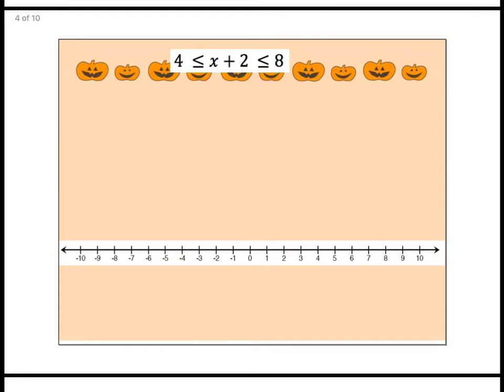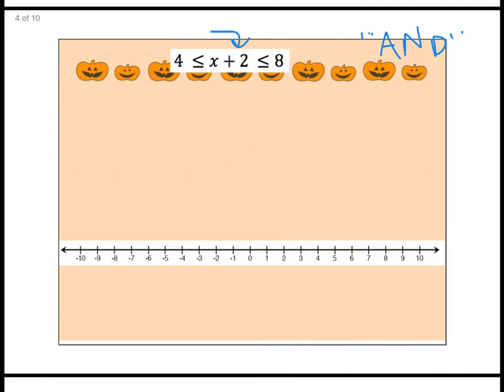All right, we're going to jump right into some examples. So when I look at this first one, 4 is less than or equal to x plus 2, which is less than or equal to 8, I know this is an "and" compound inequality because the x is squished between two inequality symbols. That means it's an "and."